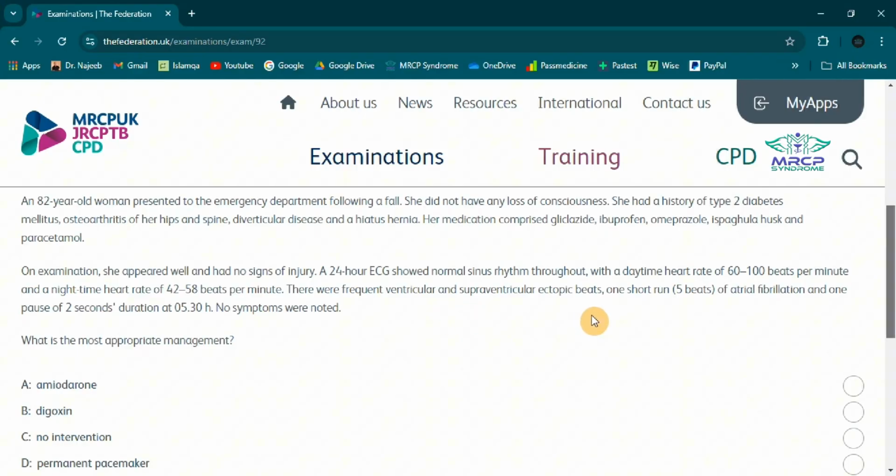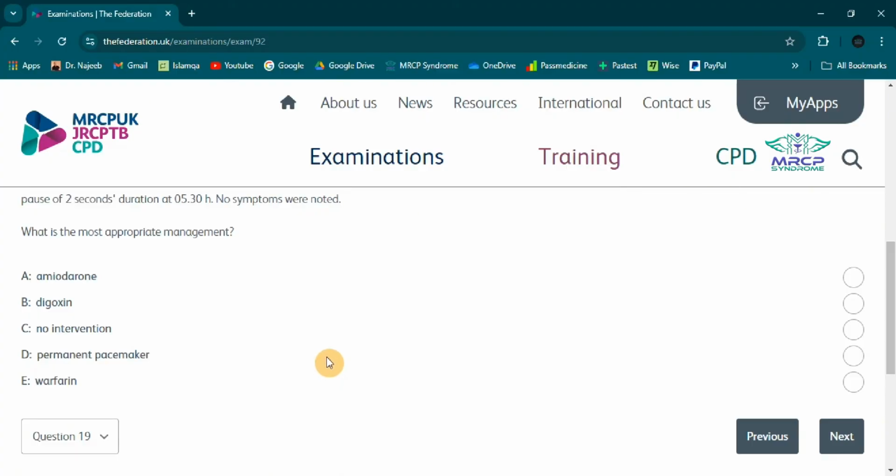There is also a brief short run of atrial fibrillation, 5 beats, but it is not sustained. Regarding the pause, there was a 2-second pause at 5:30, but the patient was asymptomatic at that time, and the pause occurred during sleep and is less than the 3-second threshold that would typically warrant intervention. So we'll be going for no intervention.